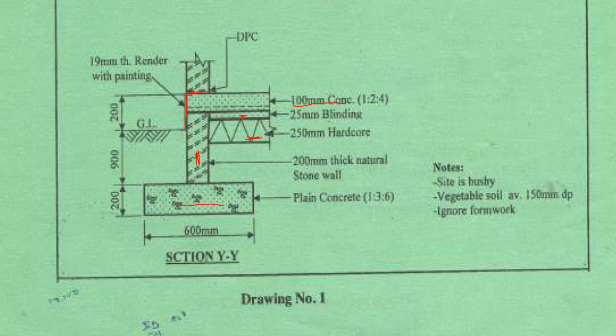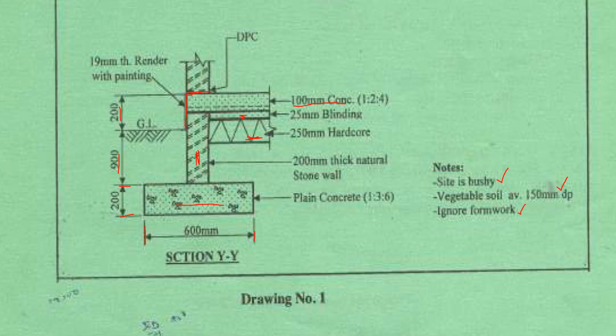The thickness of this foundation, strip foundation, is 600 millimeters. Then the thickness of this concrete in the foundation is 200. We have the height of the wall below the ground level is 900. Then above the ground level to where we have the top of the concrete is 200. Then we are told that the site is bushy. Then vegetable soil average 150 millimeters deep. That one is the vegetable soil we shall excavate. Then we are told to ignore formwork.